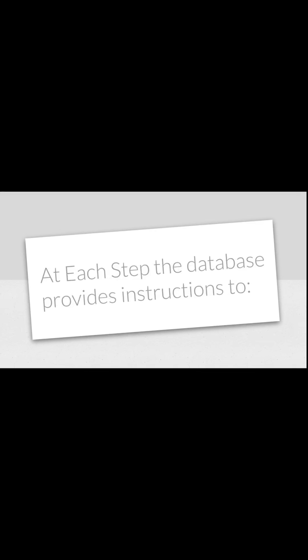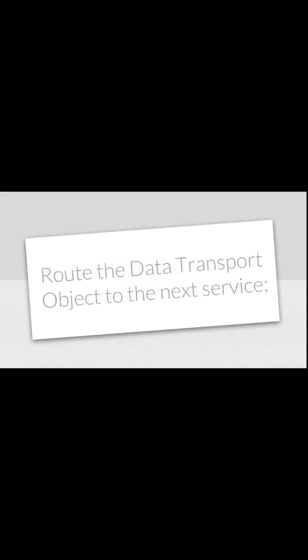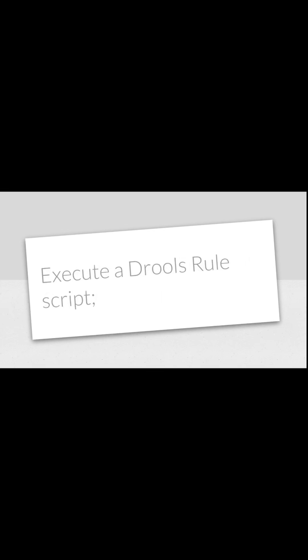At each step, the database table provides instructions to do the following. It can route the data transport object from one service to the next. It can actually provide a route of the entire process from A to Z and back. It can execute at a particular step a rule script. So the rule can then look at the data in the data transport object and make a decision. And that decision can affect the next step or modify the data in some way.